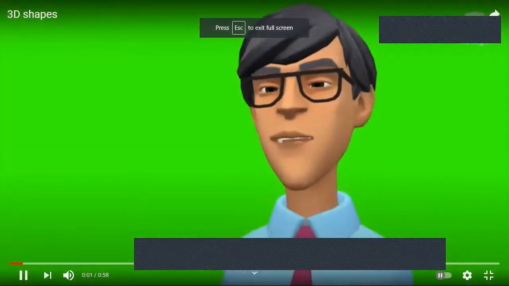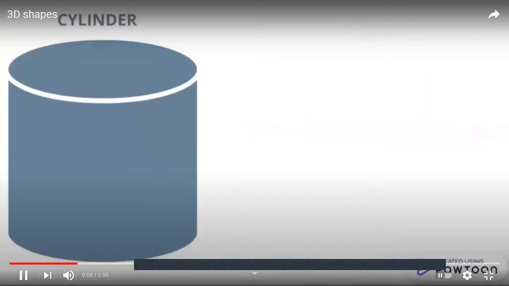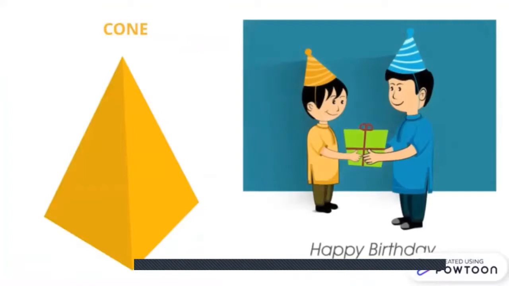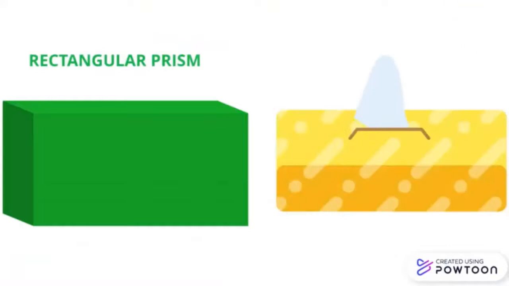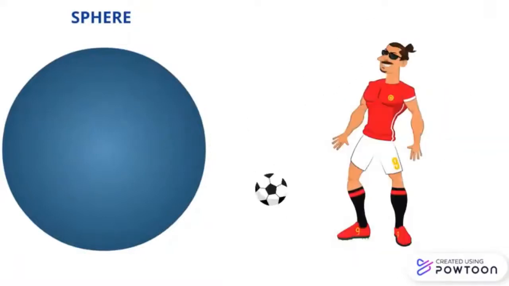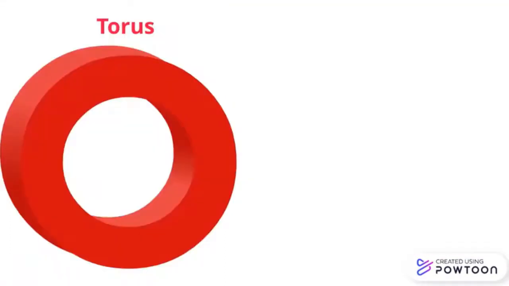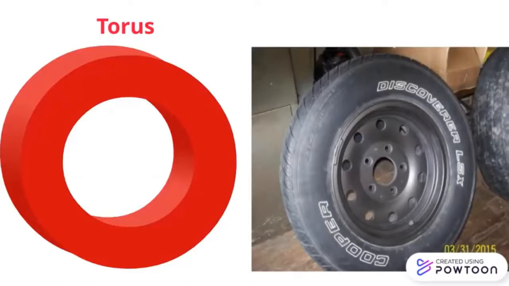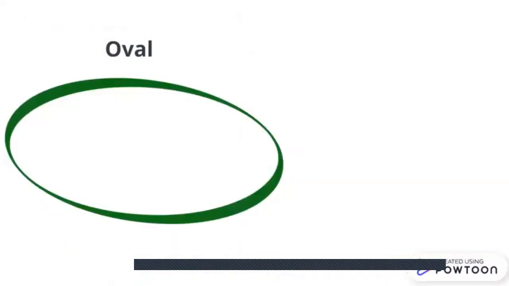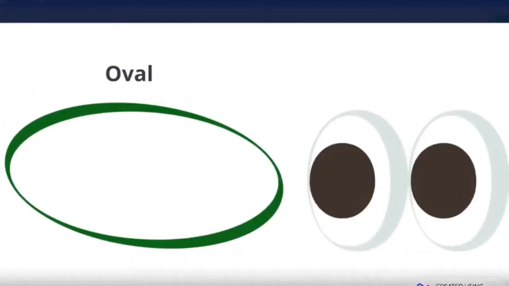Today's topic, shapes, 3D shapes. 3D shapes: a tube, a cylinder, cone, rectangular prism, pear, sphere, hexagon, torus, square-based pyramid, oval. Yeah, those are 3D shapes.